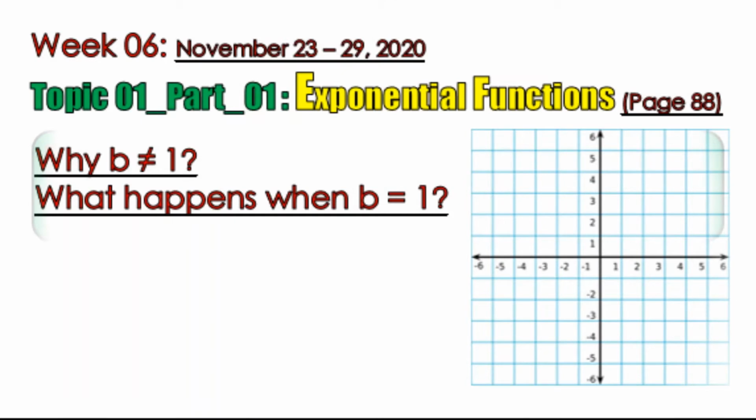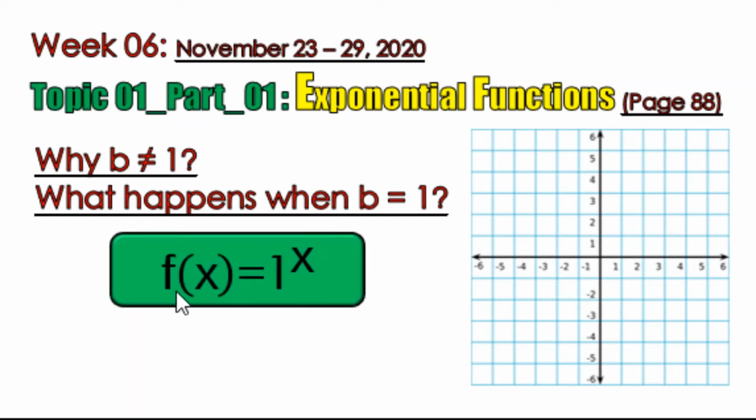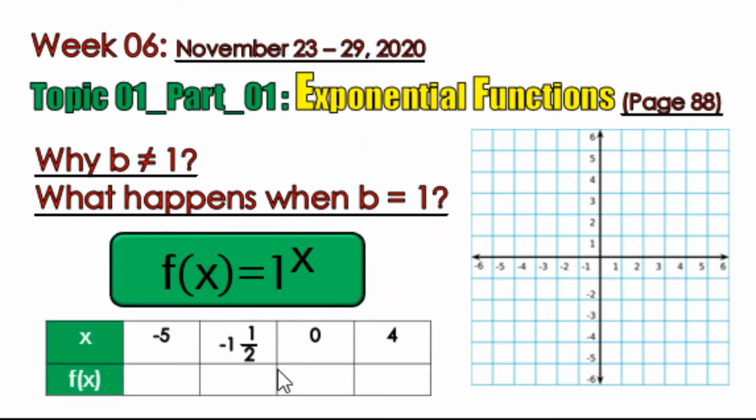So why is b not equal to 1? Or what happens when b is equal to 1? Let us have an example. f of x is equal to 1 raised to x. And we have a table of values.